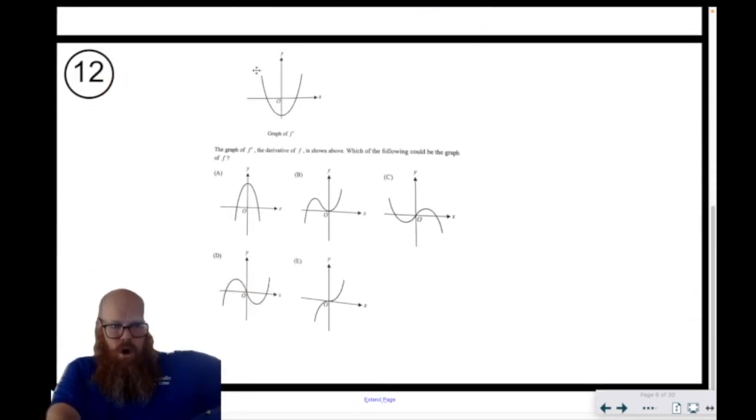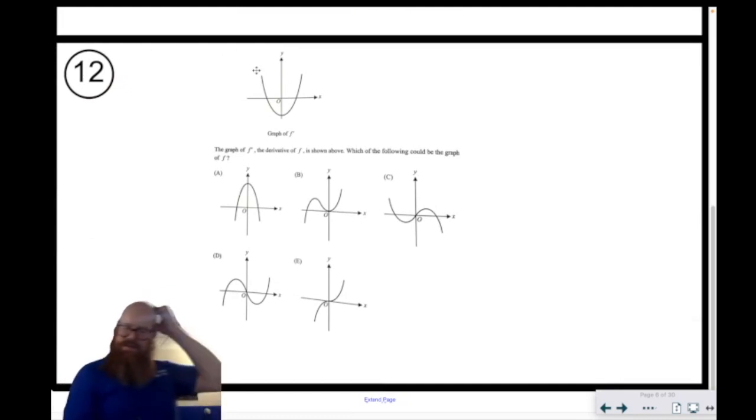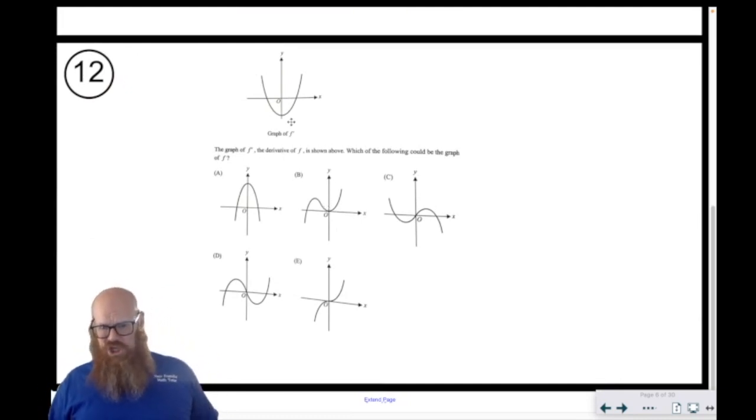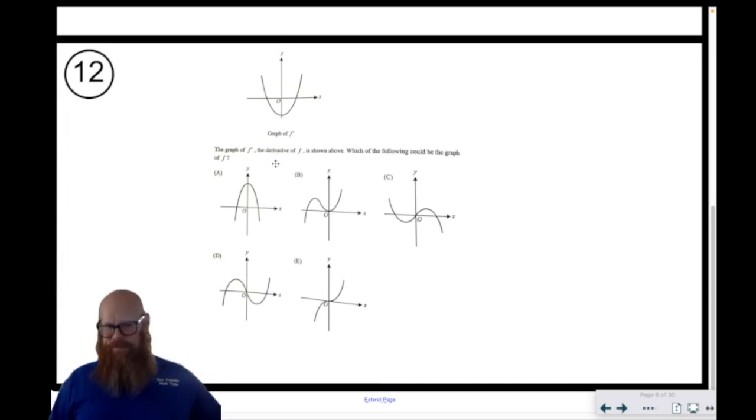Okay, moving on to number 12, we have a conceptual problem here. The graph of f prime is shown. Which of the following could be the graph of f? So what I'm looking for is, these are the critical numbers, and I have above the x-axis, below the x-axis, and above the x-axis. When the derivative is positive, then negative, then positive, that is something that is increasing, then decreasing, then increasing. So A is wrong.